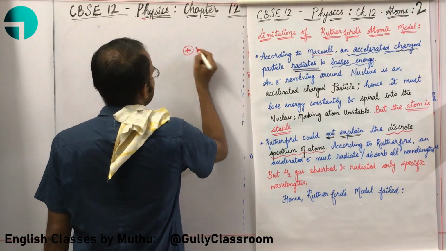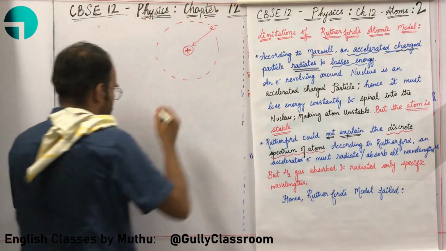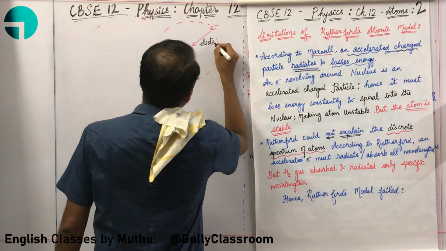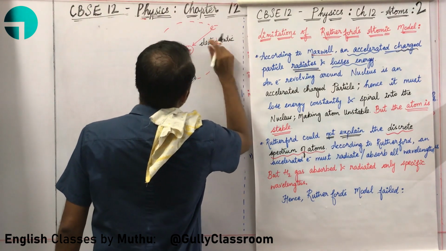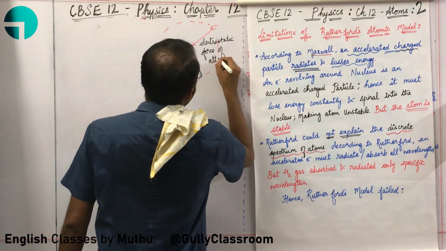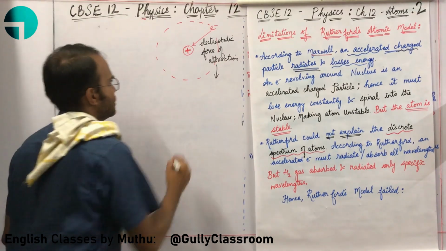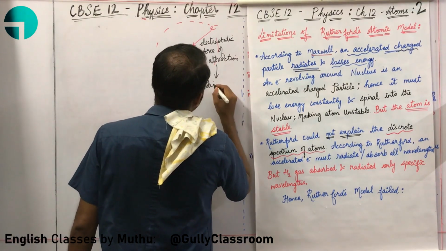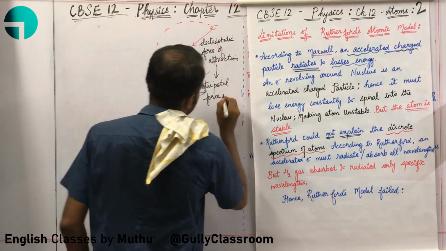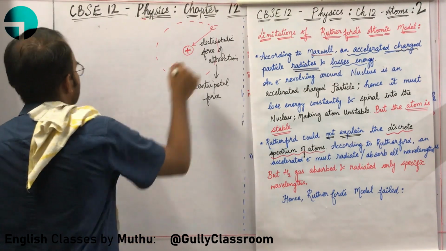Let this be the nucleus. An electron is revolving around like this. This electron is pulled inside by the electrostatic force of attraction, or Coulomb's force. This electrostatic force of attraction is providing the centripetal force necessary for the revolutionary motion. So centripetal force and electrostatic force of attraction are equal to one another.